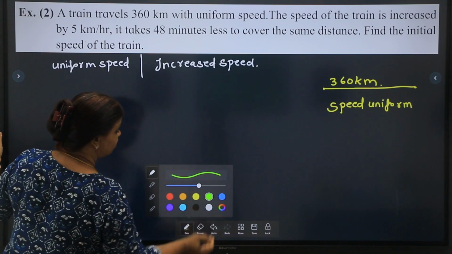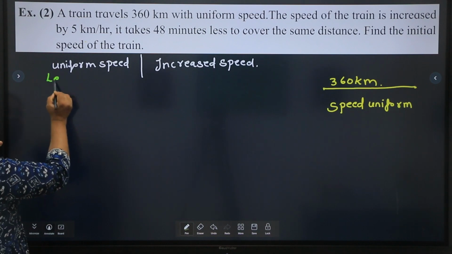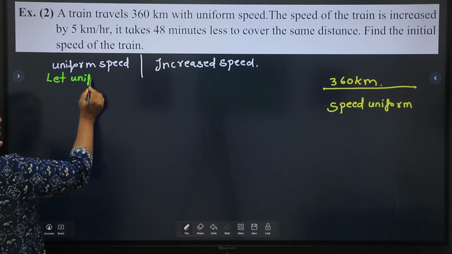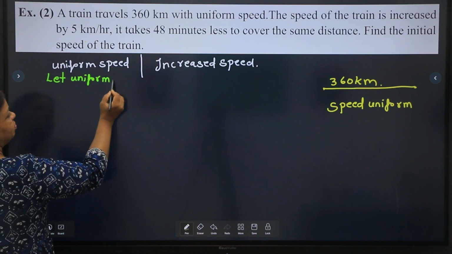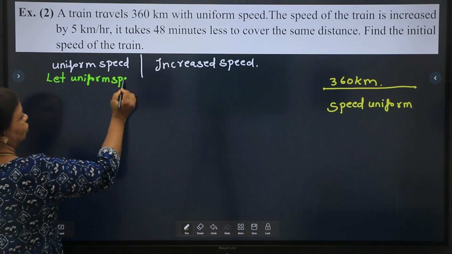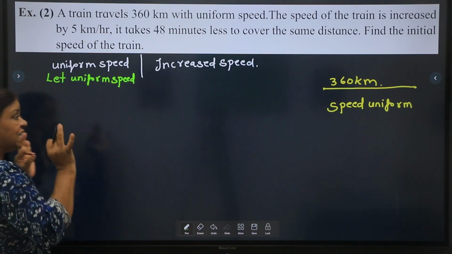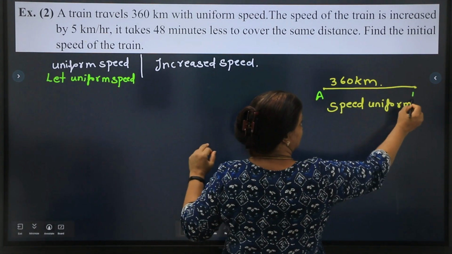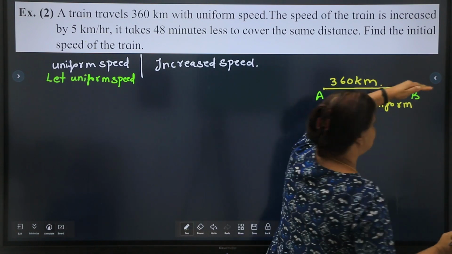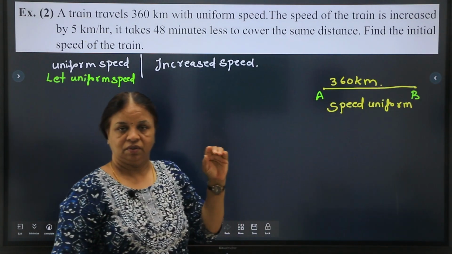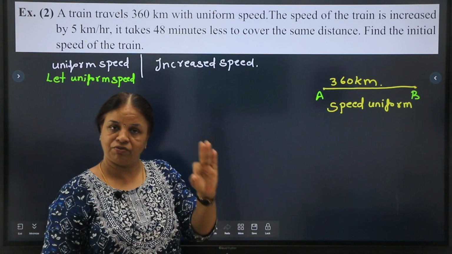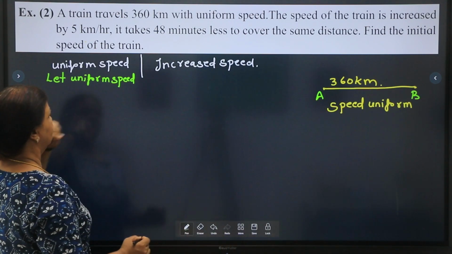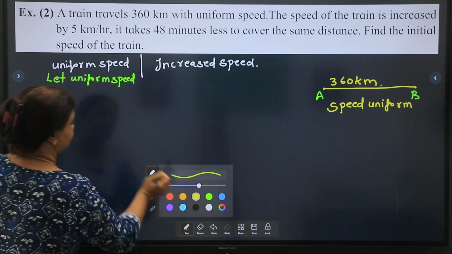Let the uniform speed be x. Let uniform speed be x. That is only the initial speed, na? Because first it is moving with a certain speed, and from point A to point B it is travelling with the same speed, and that is why it is known as uniform speed. It is travelling with the same speed, and let that be x.